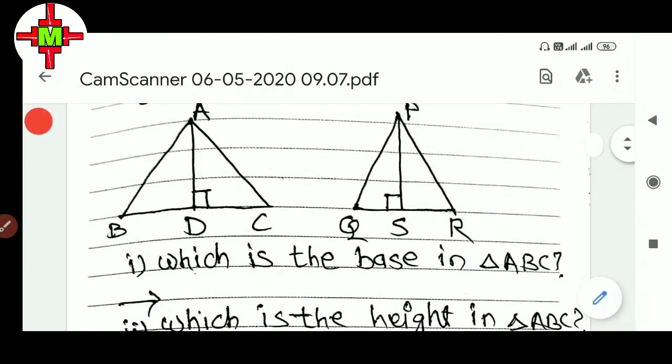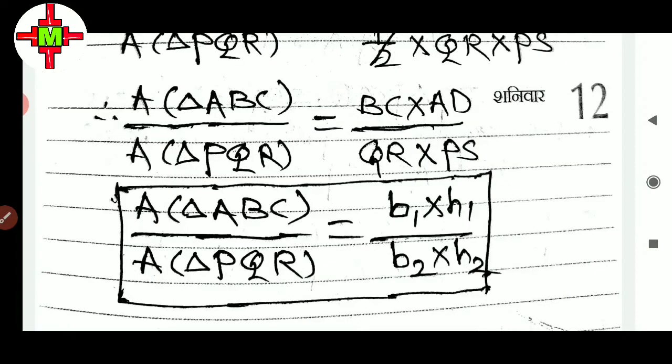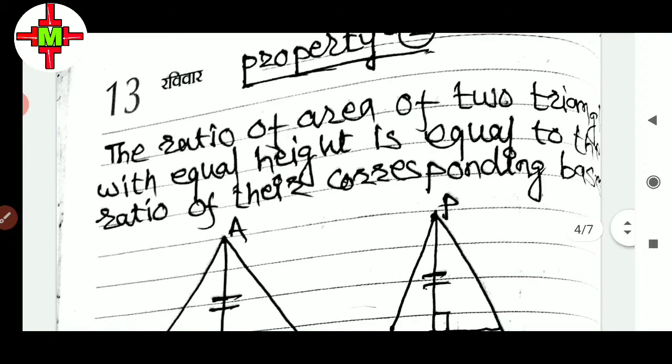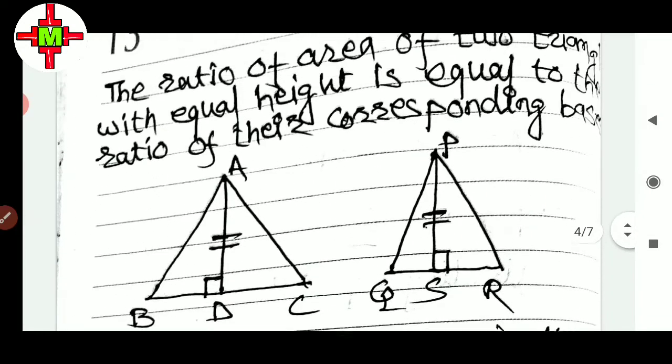Hence the ratio of areas of two triangles is equal to the ratio of their products of base and their corresponding heights. We proved it. Now property number 2: the ratio of area of two triangles with equal height is equal to the ratio of their corresponding bases. This is the property number 2.